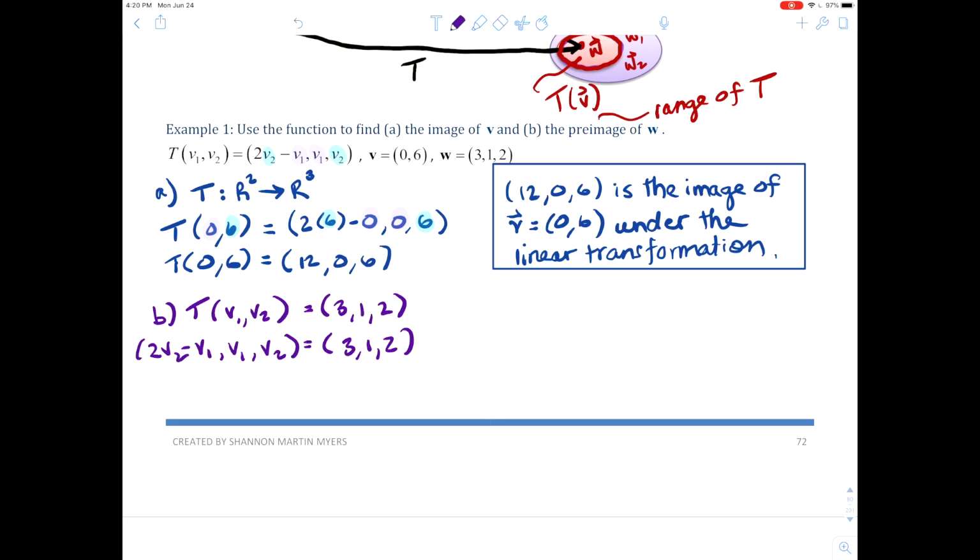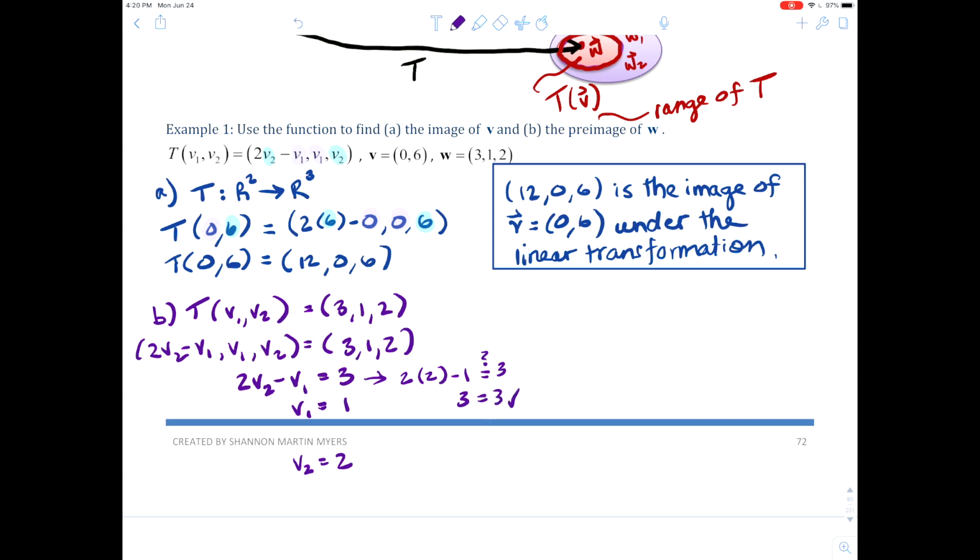So we'll have 2V2 minus V1 must be 3. V1 has to be 1, and V2 must be 2. Since we had V1 and V2 all by themselves, we just need to double check that plugging in 1 for V1 and 2 for V2 will satisfy the top equation. So when we do so, what happens? We would have 2 times 2 minus 1, is that equal to 3? And yes, 3 equals 3, so that checks out.